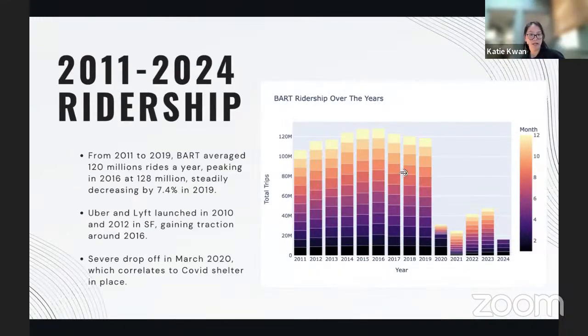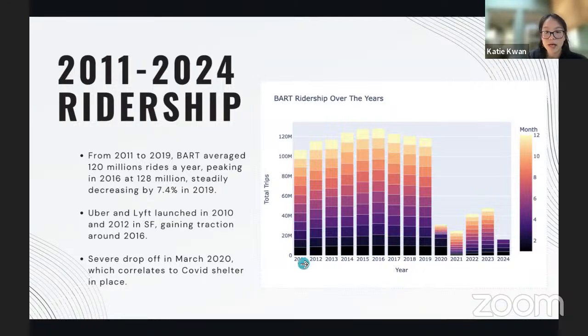So I'm going to dive right in. I wanted to first get a sense of where we are in historical ridership. So this is 2011 to 2024. I charted our yearly trip volume, and then I included month as well, so that we can understand where we are by month and by year.